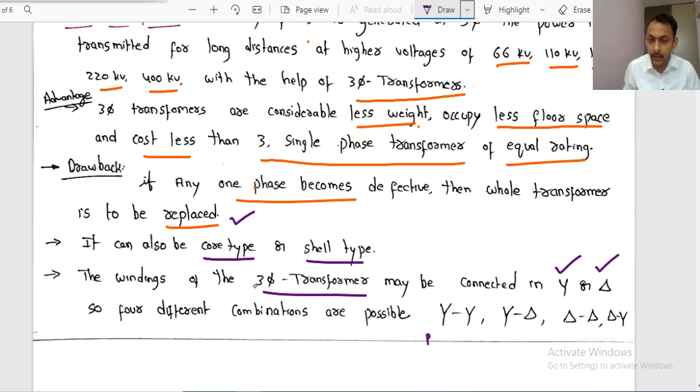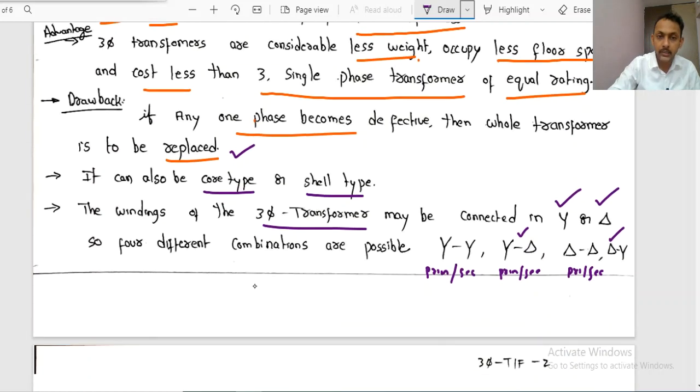For example, the primary can be star and the secondary can also be connected in star. Similarly, the primary can be connected in star and the secondary in delta. Also primary connected in delta and secondary also in delta, and the primary in delta and the secondary in star. Like this, it can be star-star connected, star-delta connected, delta-delta connected, or delta-star connected. So four different combinations are possible depending upon the type of connection given, right?